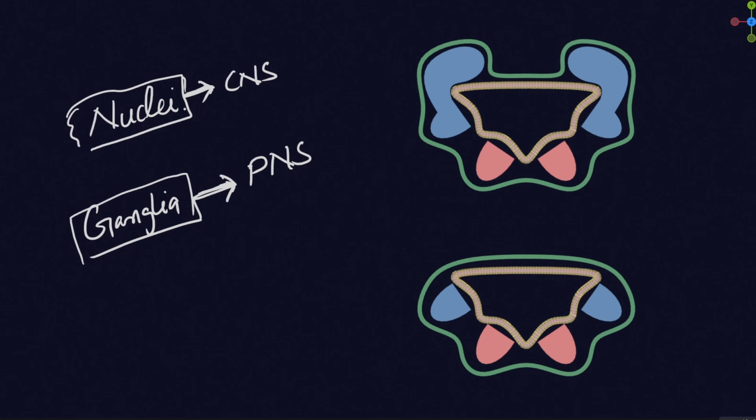Of course, at the histological level, there are other differences as well. For example, in ganglia we have satellite cells. In the central nervous system the situation is a bit different. At the histological level we have differences, but the basic thing which differentiates nuclei from ganglia is their location. Central nervous system nuclei, peripheral nervous system ganglia. Remember this. Both are aggregates of neuronal cell bodies.